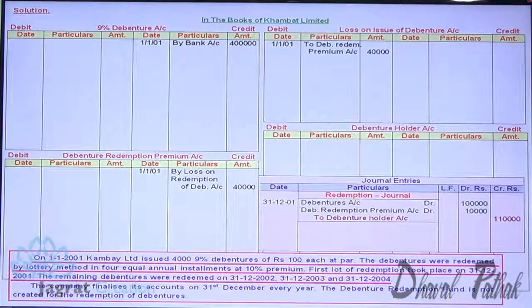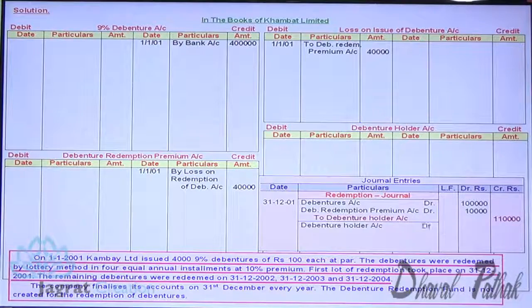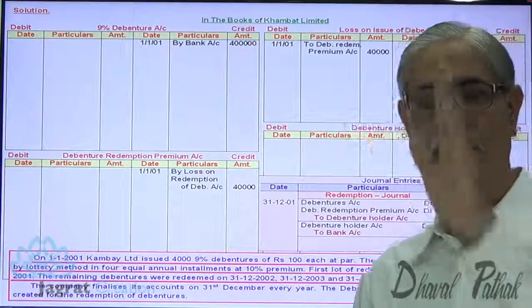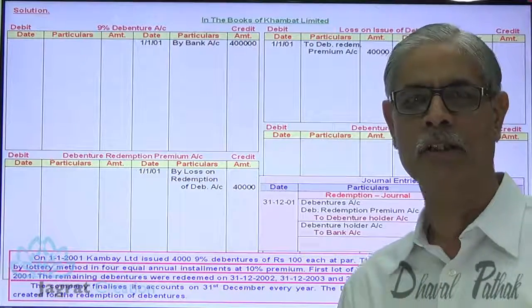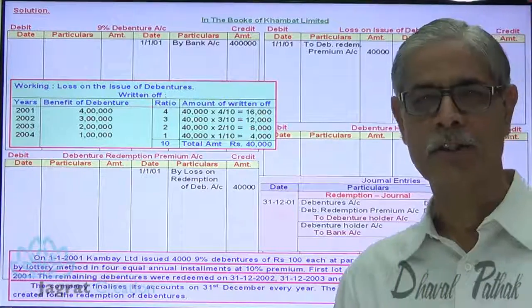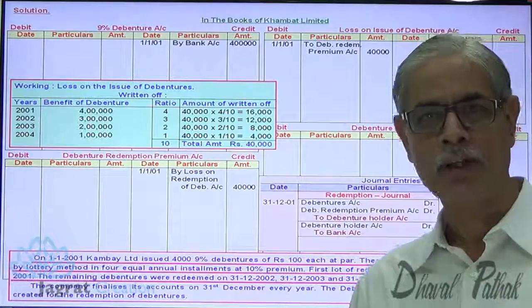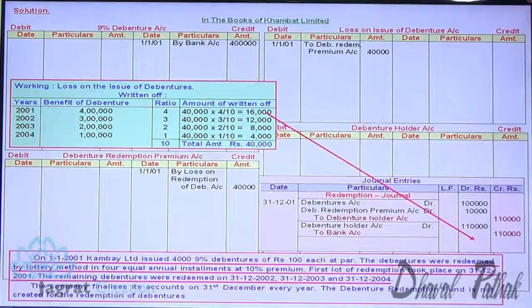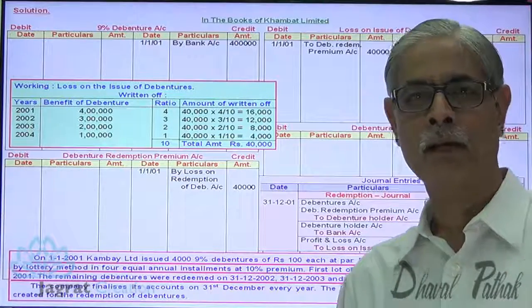Now debenture holders will be paid 1,10,000. What's the entry for that? Debenture holders account debit 1,10,000 to bank account 1,10,000. At the same time, I am required to write off the loss on issue of debentures. Out of 40,000, what is the amount to be written off in the first year? That we have already worked out. Observe that note. First year, the amount to be written off is 16,000. The amount to be written off is debited to profit and loss account. So profit and loss account debit to loss on issue of debentures account credit. This is how the journal entries are recorded at the end of first year for redemption of debentures.